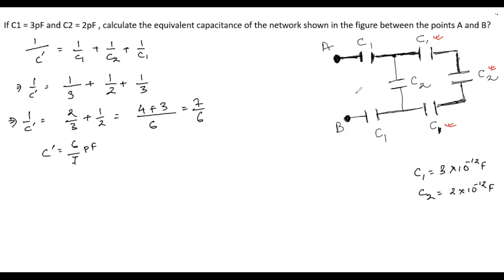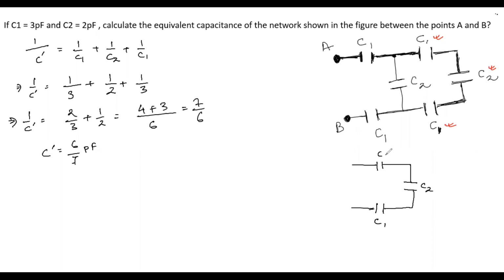Then if we redraw this circuit diagram, it is something like this. This is my C1. This will be another capacitor C2, and here we have capacitor C1. And instead of drawing these three capacitors, now we will be drawing the effective capacitor of all these three, which are arranged in series.